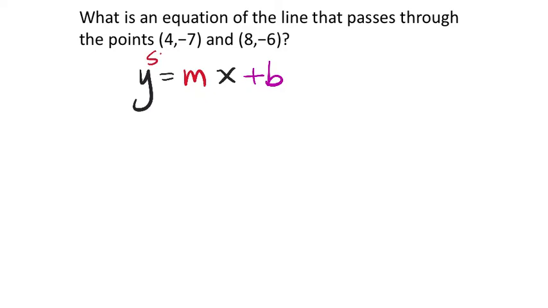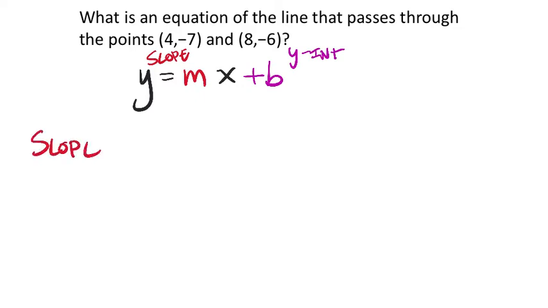Okay, where m is the slope and b is the y-intercept. All right, that's good. Let's start with our y-intercept. Let's not start with the y-intercept. Let's start with the slope.